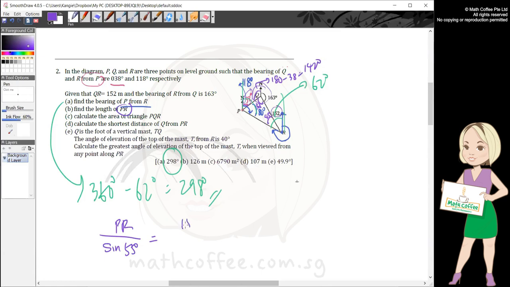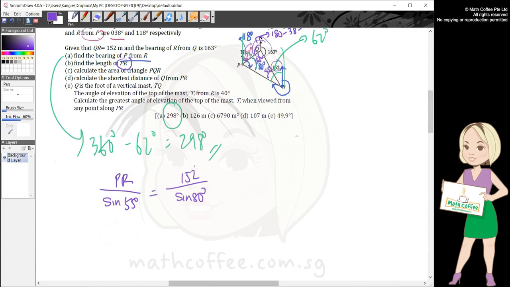This one is 152 over sine 80 degrees. Then after that, you have three pieces of information, so you can find the fourth one. Cross multiply, my PR is simply 152 sine 55 degrees divided by sine 80. And you get the answer. Okay, and which is this one.